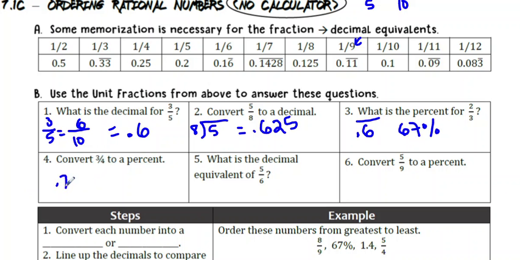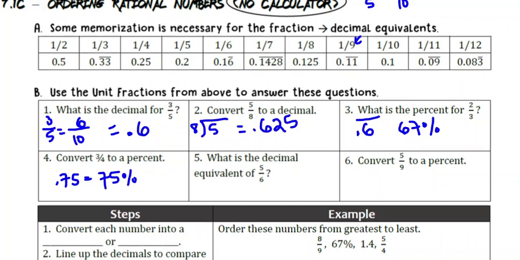3/4 is 75 cents. But since they want you to make it a percent, move 2 spaces to the right, which means now I have 75%. Okay, what is the decimal equivalent of 5/6?